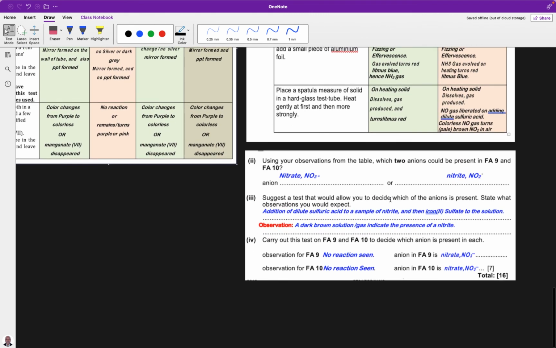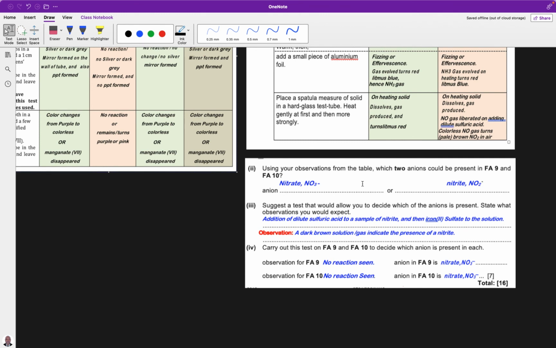Let's go to the question. Using your observation from the table, which two anions could be present in Fa9 and Fa10? From our reference page, you saw that nitrate and nitrite will give that gas. So the anions present in Fa9 and Fa10 are nitrate and nitrite.